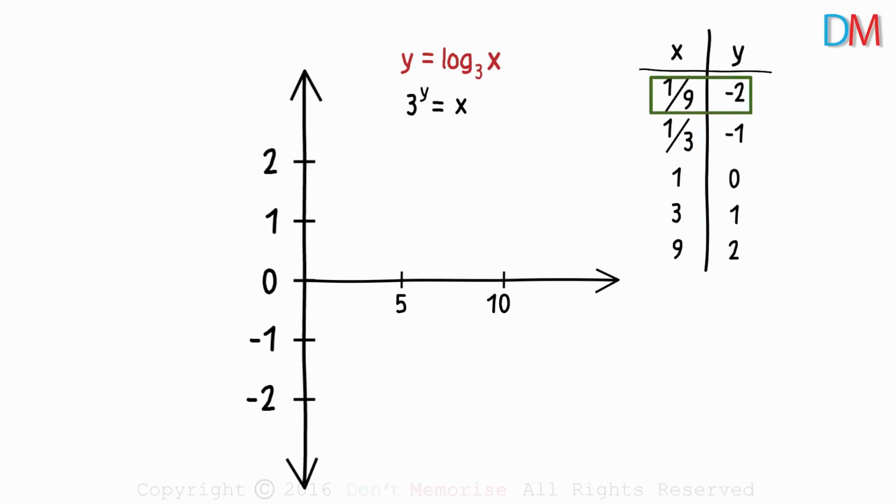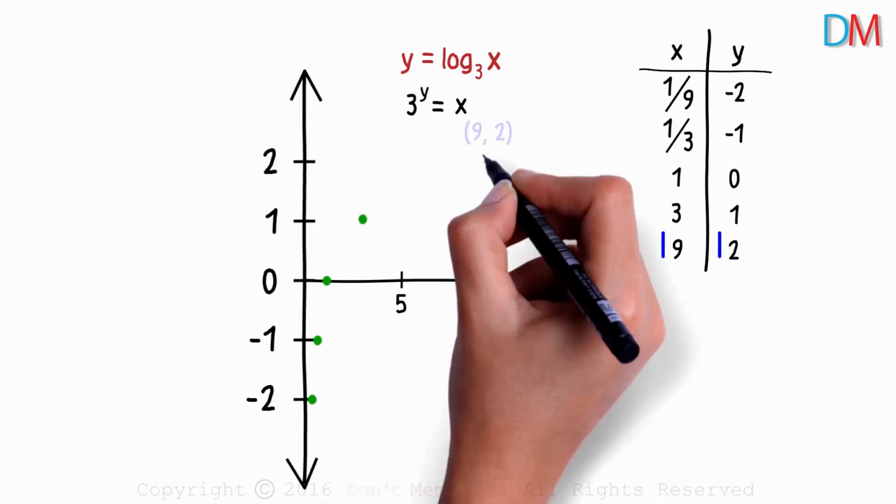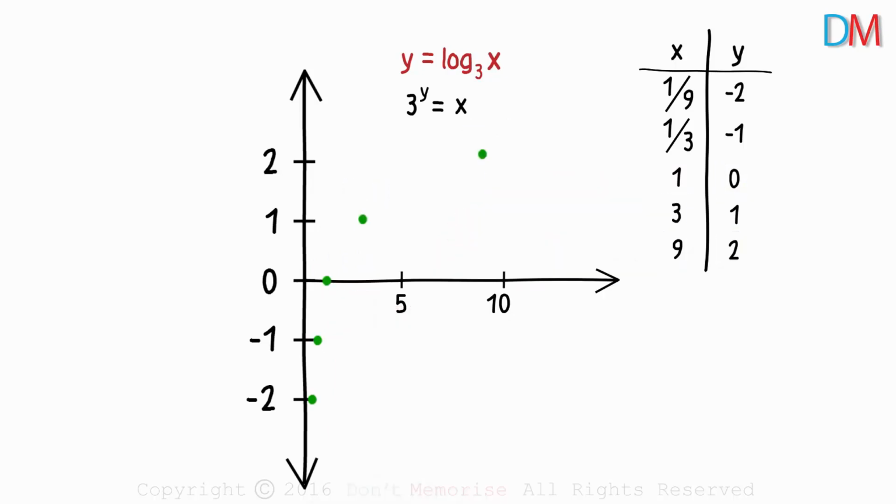The first point can be plotted somewhere here. x is very close to 0 and y is negative 2. The second one can be plotted here, 1 over 3 and negative 1. This will be (1, 0), (3, 1) and (9, 2). Now we can plot the graph of this logarithmic function. This is how it'll look.